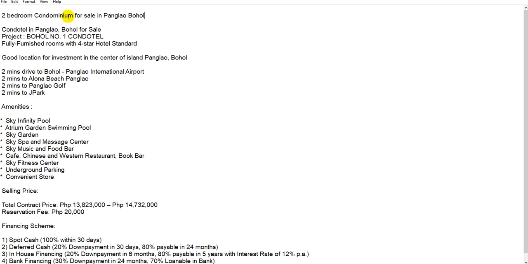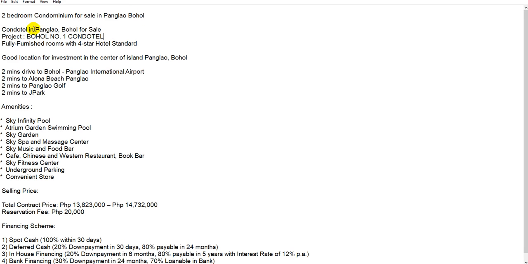It's a two-bedroom condominium for sale in Panglao, Bohol. Think of the buyer as somebody who searched two-bedroom condo or condominium, and always include Panglao, Bohol, because the location is more popular than the actual name of the condo you are selling. For example, you have 2 to 3 condo projects in Bohol. It's still best to write Panglao, Bohol instead of the actual project.